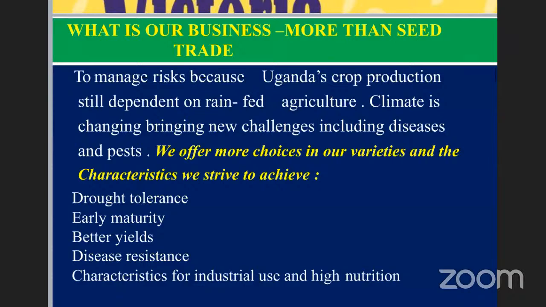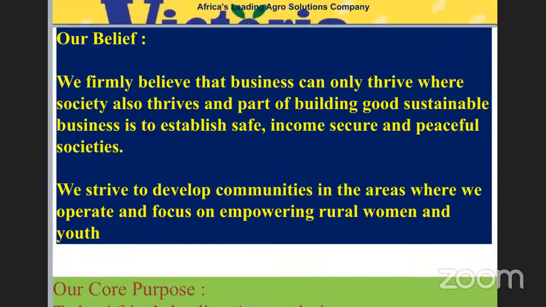So we believe that business can only thrive where society also thrives. And from the very beginning, when I tell you about our genesis, our first farmers were from an internally displaced people's camp in Olwal, present day Amuru district, because we believe that part of building good, sustainable business is to establish safe, income secure, and peaceful society. So because of that, we strive to develop communities in the area where we operate, and we focus primarily on empowering rural women and the youth.